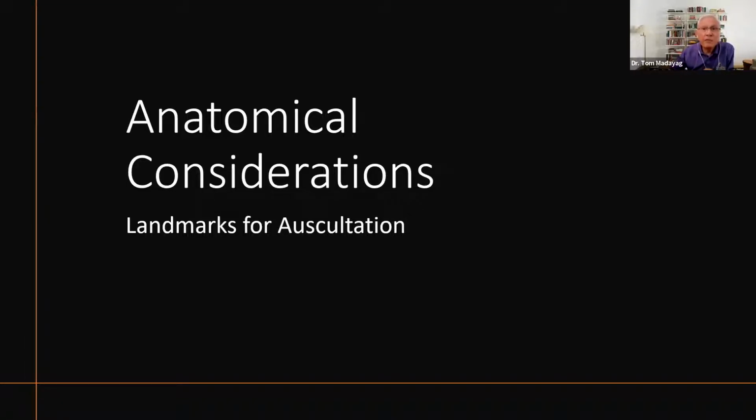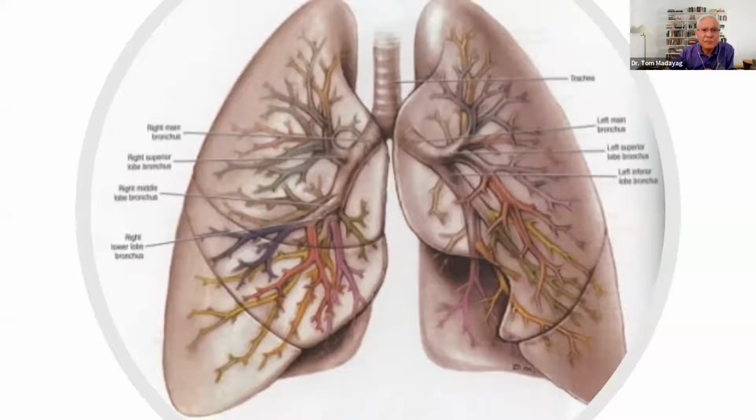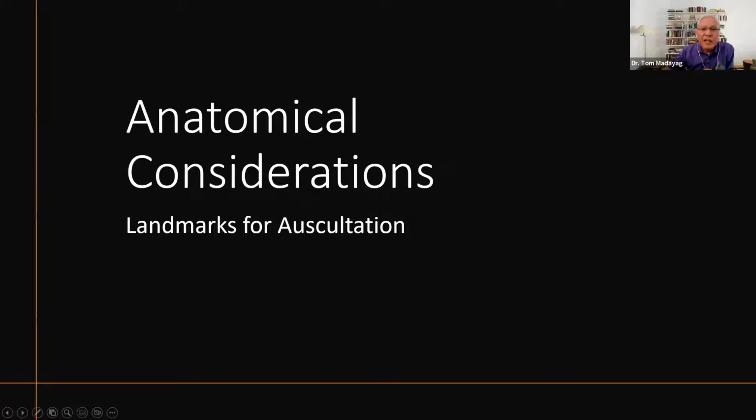The trachea, which is this one right over here. And of course, the periphery and the major bronchi. So whenever you are auscultating, always think of the underlying anatomical structure so that you can relate the findings to a possible pathology. And therefore, this is going to be important.